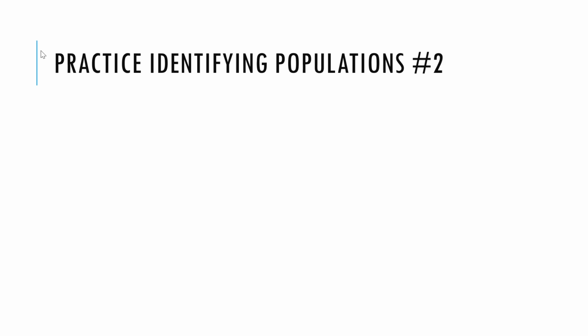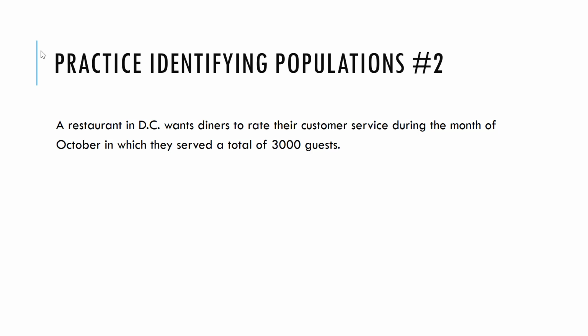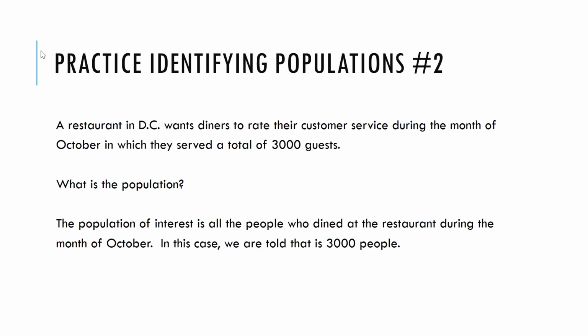Let's try another example. A restaurant in DC wants diners to rate their customer service during the month of October, in which they served a total of 3,000 guests. What is the population? The population of interest is all people who dined at the restaurant during the month of October. In this case, we are told that that is 3,000 people.